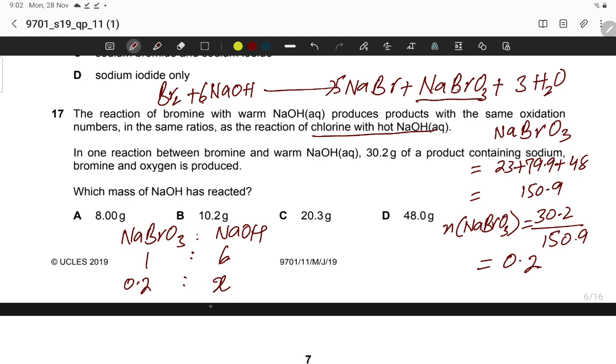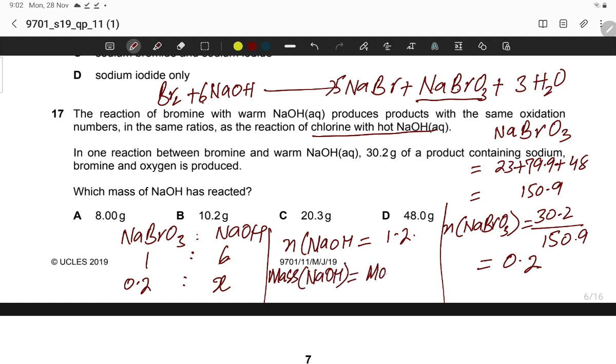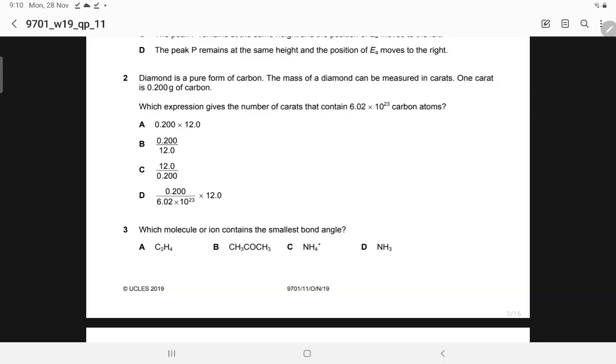Moles of sodium hydroxide will be equal to 1.2, and mass is equal to mole times Mr. Mole is 1.2 multiplied by Mr, which is 40. The answer is 48 gram. So D is the correct answer.